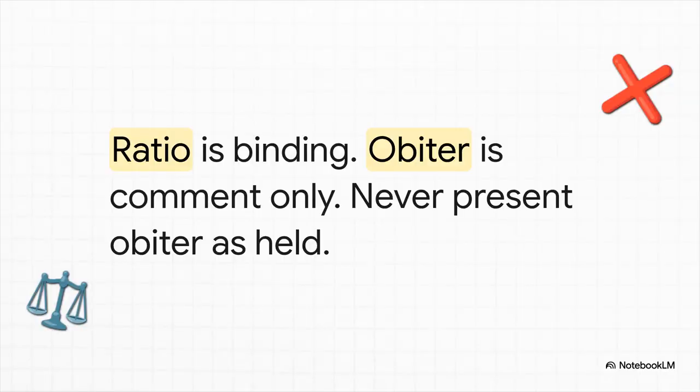Here's another massive trap. AI systems process text beautifully, but they don't natively understand legal weight. They really struggle to distinguish between ratio, the binding legal reasoning, and obiter, just passing comments made by the judge. If you aren't paying close attention, the AI will pull a casual comment from a judgment and proudly present it to you as the court held. You must always verify exactly what part of the judgment the AI is quoting.